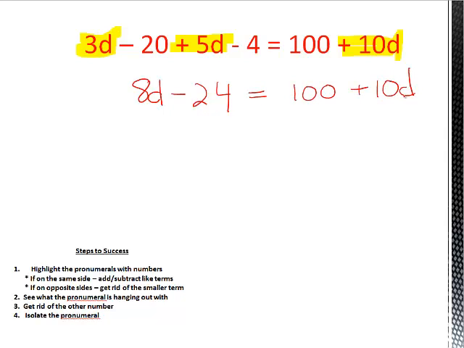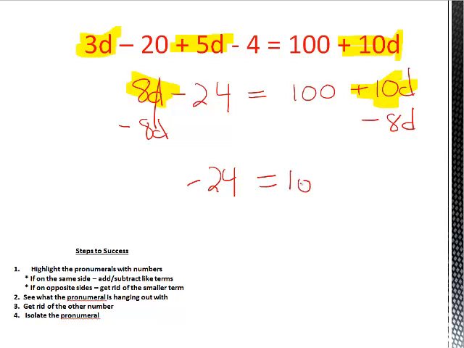Just bring that down. Then again, highlighting to show you that we have 8d on the left-hand side and 10d on the right-hand side. Getting rid of the smaller of the two, 8d, since it's a positive 8d, we subtract 8d from both sides to kill it off. Underneath the 10d, that gets rid of it, and we're left with a negative 24, not a positive 24, but a negative 24. And that equals 100 plus 2d.